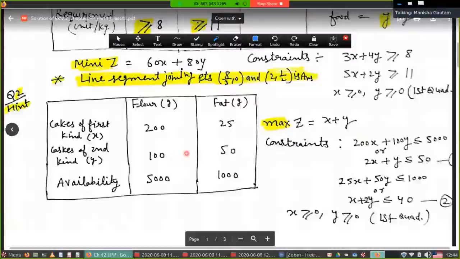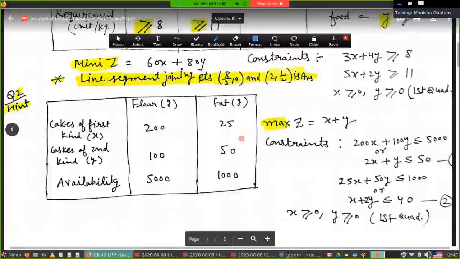Here flour quantity and fat quantity are given to you. If the first type of cakes are X and the second type are Y, it will be 200X plus 100Y less than or equal to 5,000. In the question it is written 5 kg. Convert it into grams; it becomes 5,000 grams. It means the inequality becomes 200x plus 100y less than or equal to 5,000. Simplify it, you will get 2x plus y less than or equal to 50. This is the first inequality.